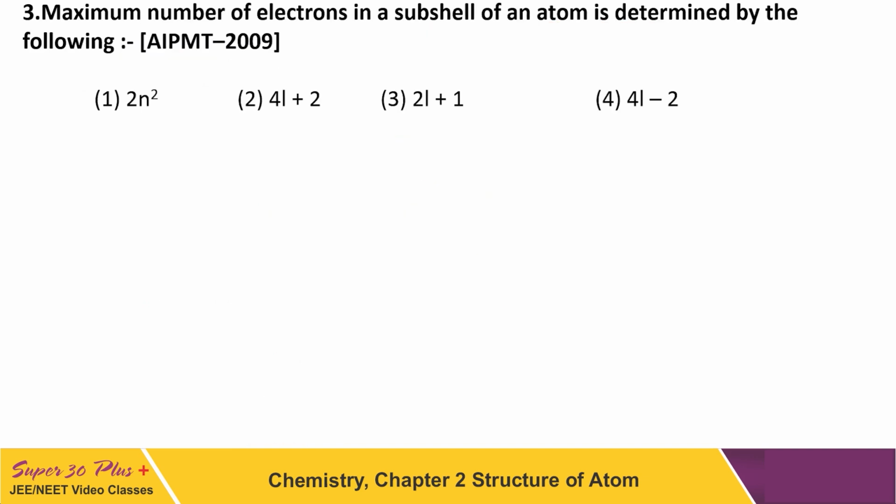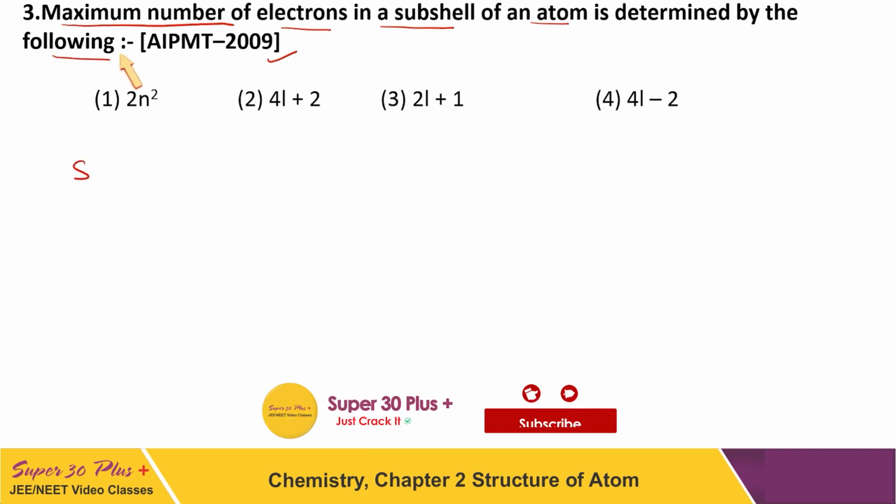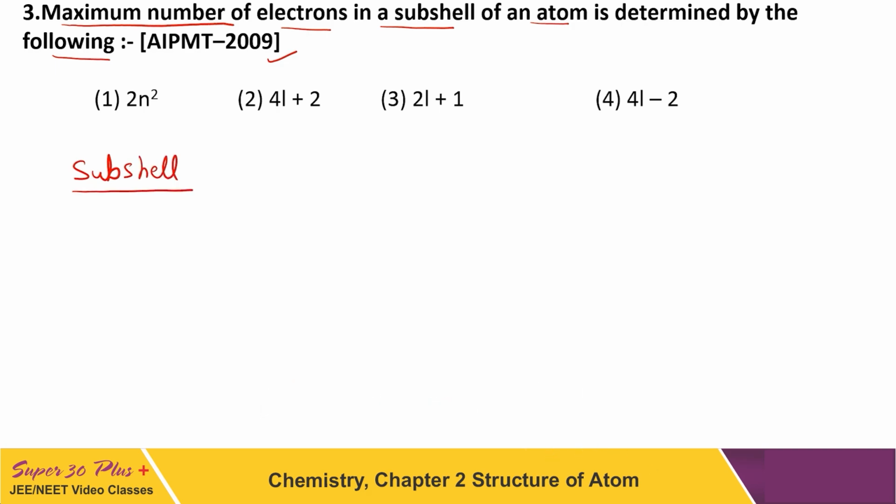Now here comes the third question. This question was in the All India Pre-Medical Test 2009. It states: the maximum number of electrons in a subshell of an atom is determined by which of the following? Suppose you have any subshell. Please understand this question. What he is asking is, suppose you have any subshell for which the value of azimuthal quantum number L is something. Whatever it is, it will have a certain value. So for any subshell, the value of azimuthal quantum number is L.